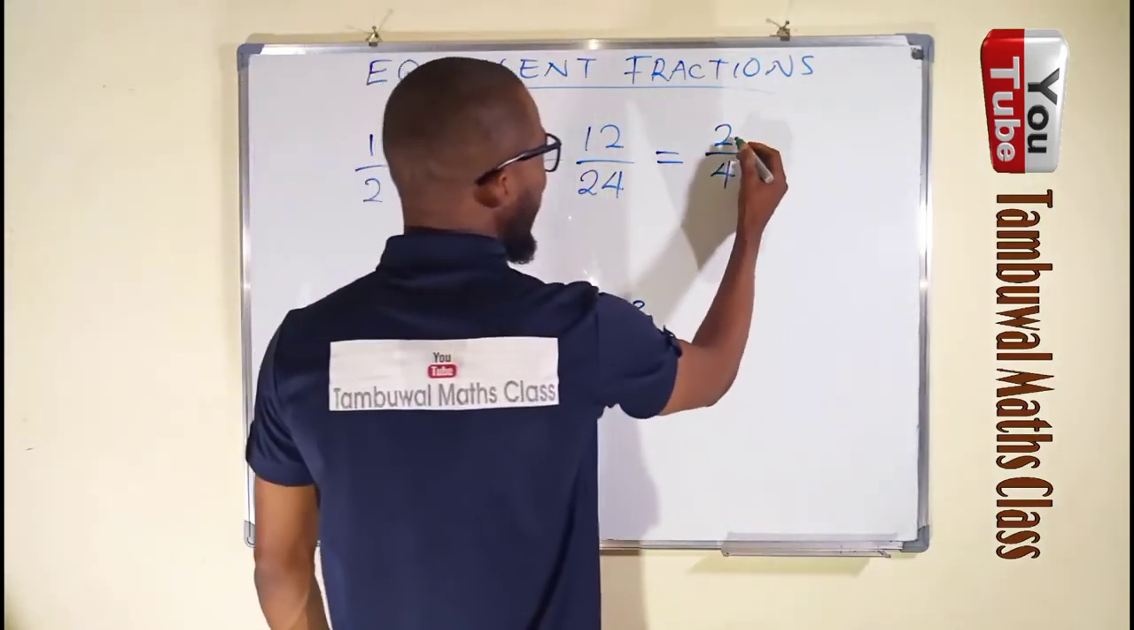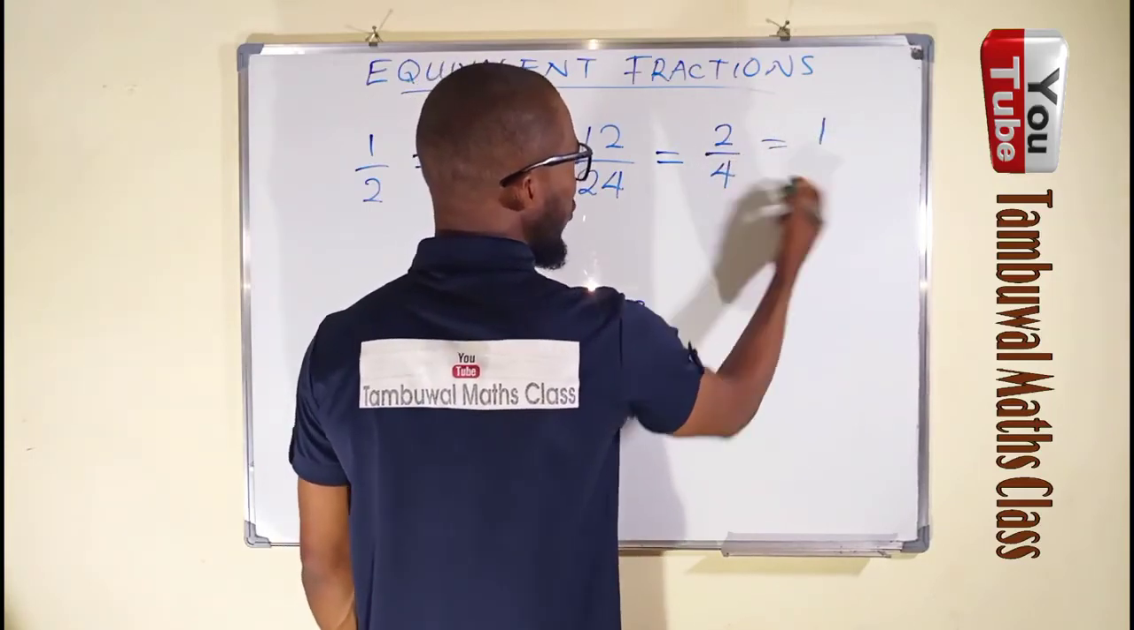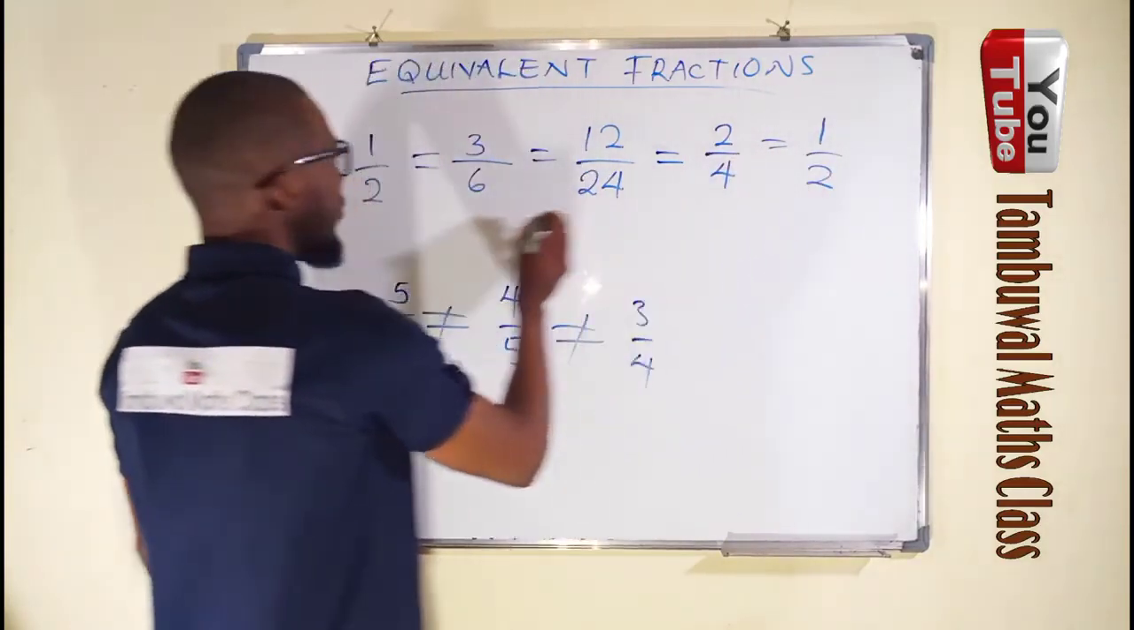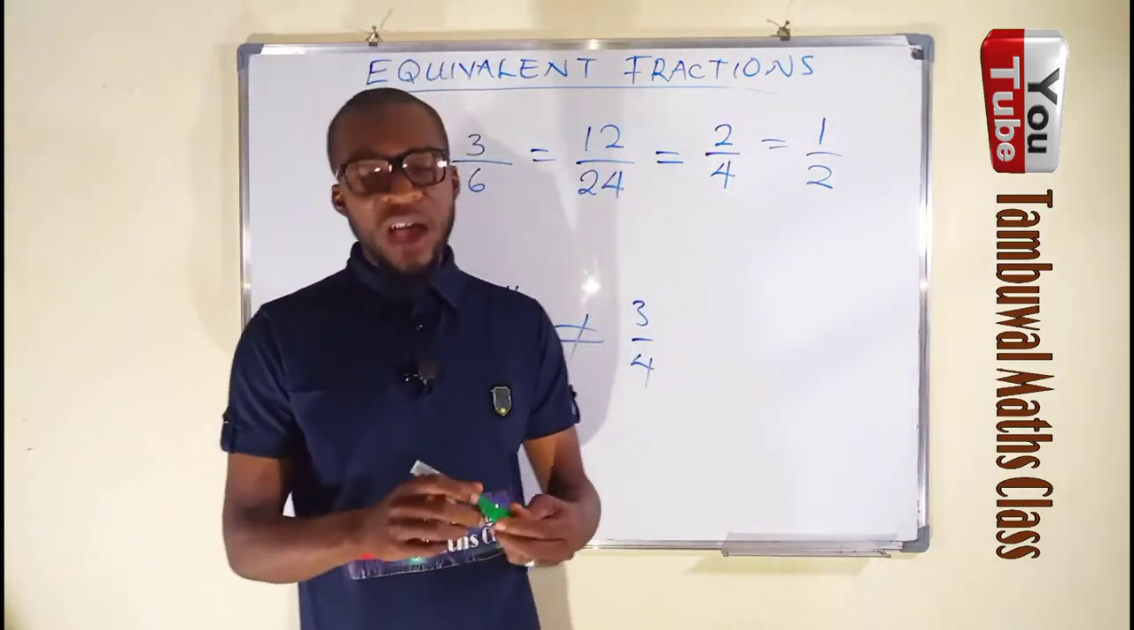You can equally divide this by 2, you will obtain 1. Divide this by 2, you will obtain 2. All these ones are said to be equivalent. So this is all I have for you today.